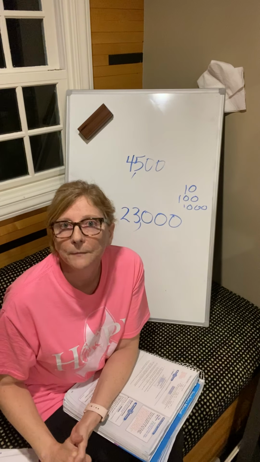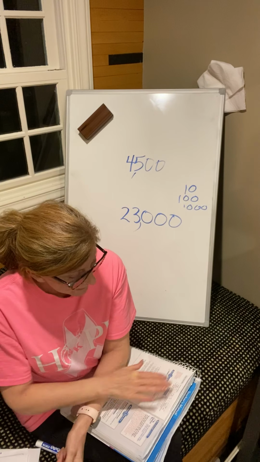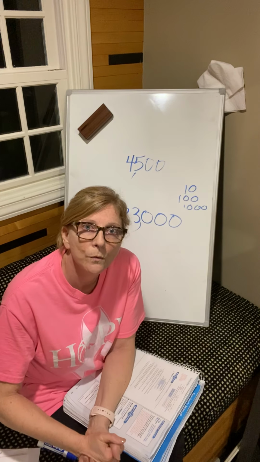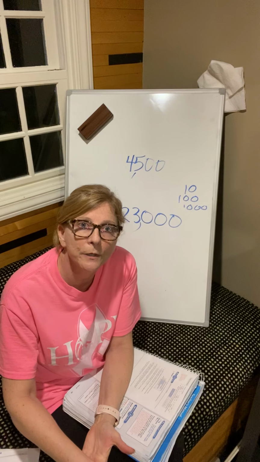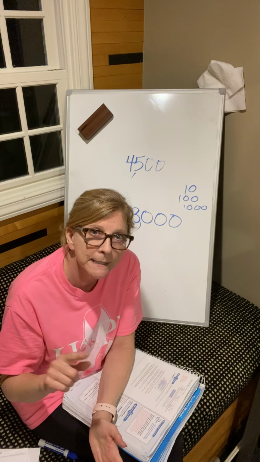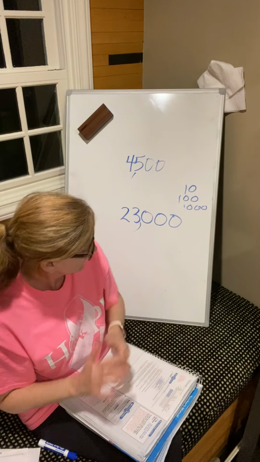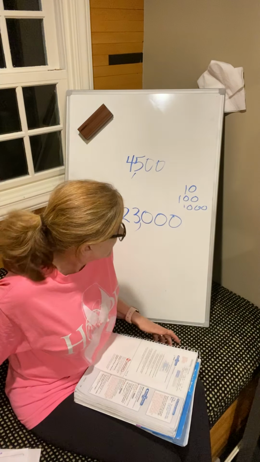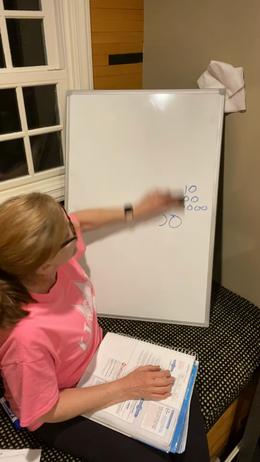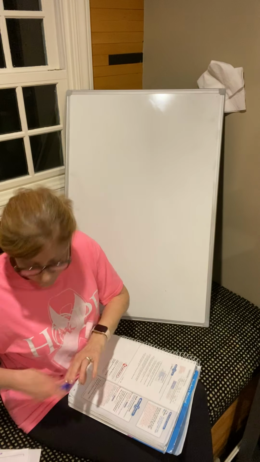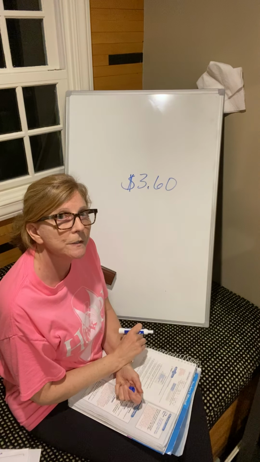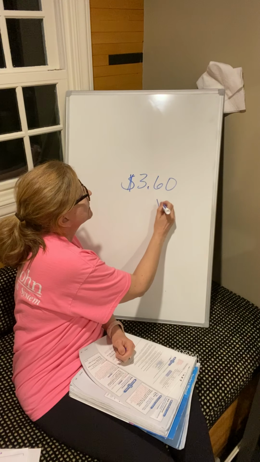Okay, now I'm going to give you one that's even trickier. $3.60 times 10. How in the world do you get that? You know you're going to do $3.60 times 10. You're going to be tacking a 0 on the back of that. When you multiply money times 10, 100, and 1,000, it's a little trickier. So let me write it on the board. Okay, you've got $3.60 times 10.